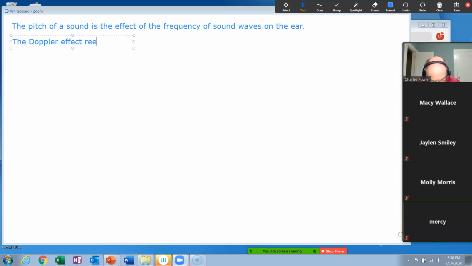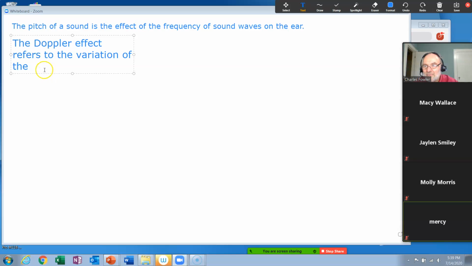refers to the variation of the frequency. It's supposed to be an F in there. And somehow it's all gotten screwed up. But we'll live with it.